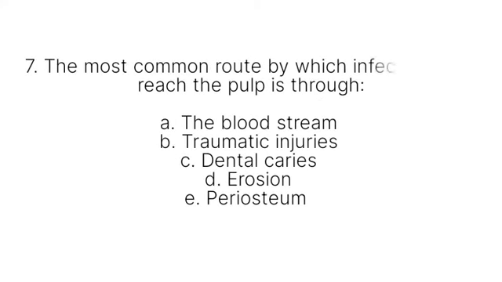7. The most common route by which infection may reach the pulp is through A. The bloodstream, B. Traumatic injuries, C. Dental caries, D. Erosion, E. Periosteum. Option C is correct.